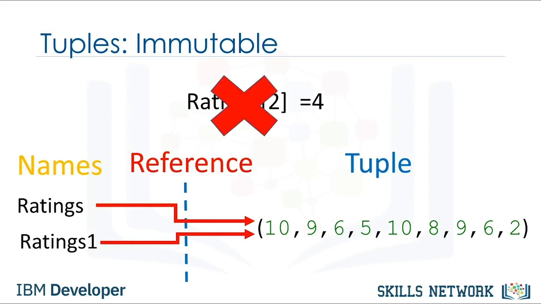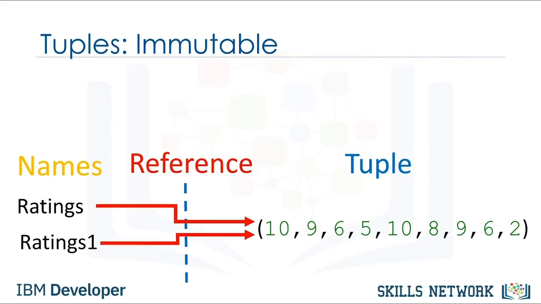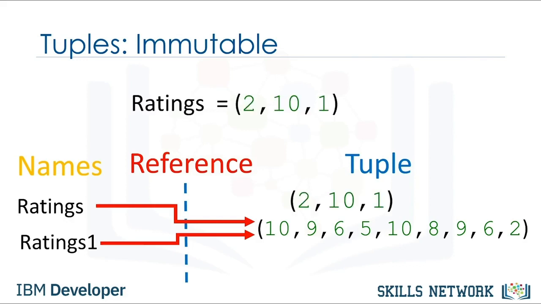Let's say we want to change the element at index 2. Because tuples are immutable, we can't. Therefore, ratings1 will not be affected by a change in ratings because the tuple is immutable, i.e., we can't change it. We can assign a different tuple to the ratings variable. The variable ratings now references another tuple.